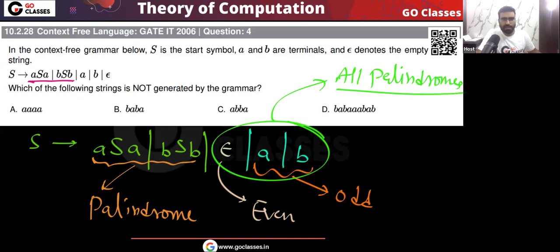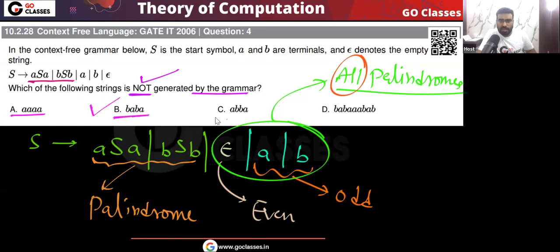Understood? Simple, right? So finally your answer will be what? Which is not generated by the grammar, that will be palindromes are generated. All the palindromes are generated. So actually this will be generated. Okay, this will not be generated. So the answer will be, the question is asking which is not generated.